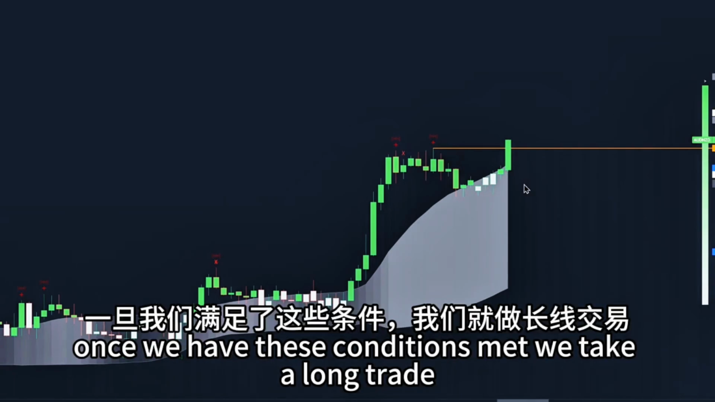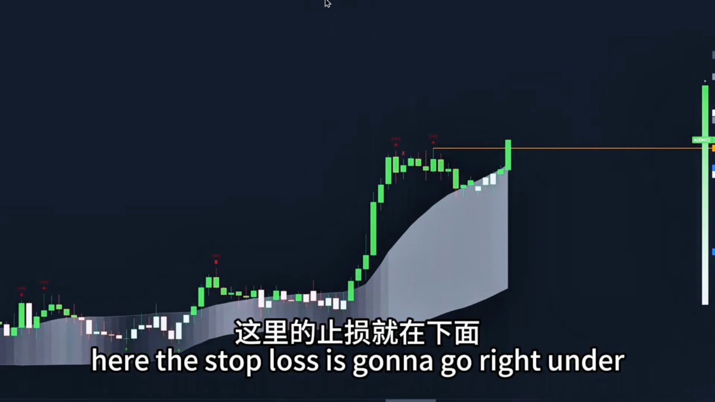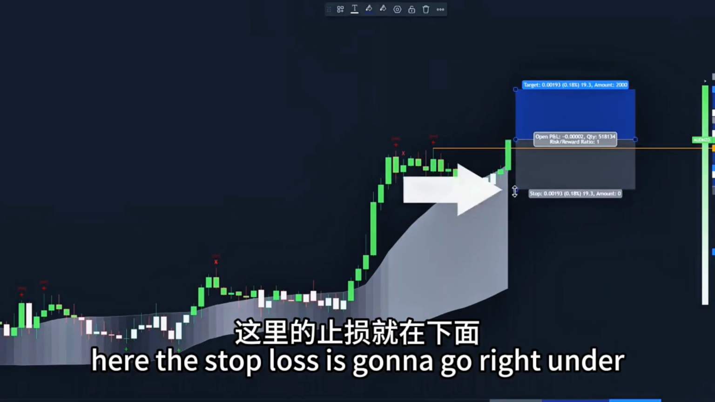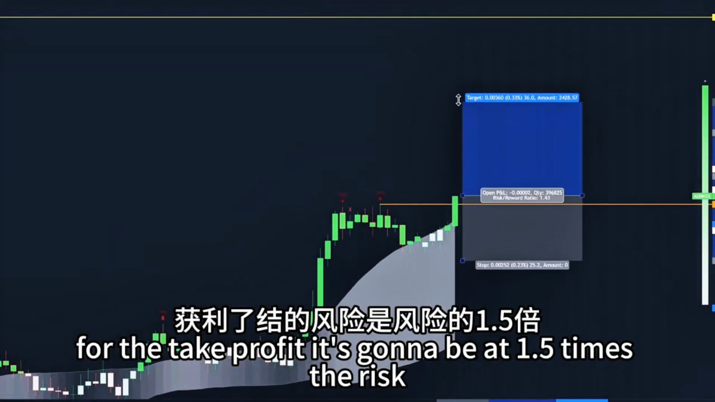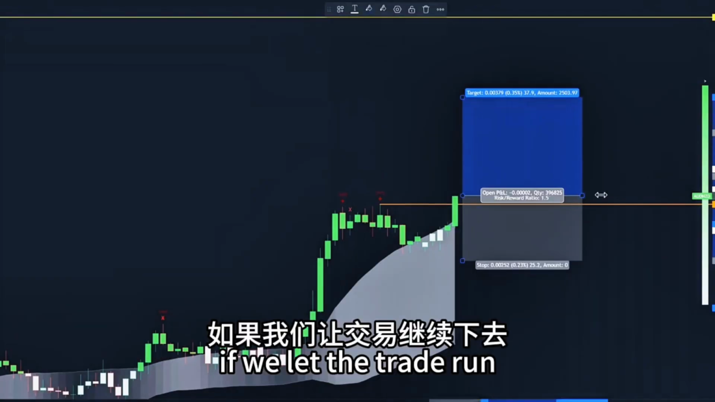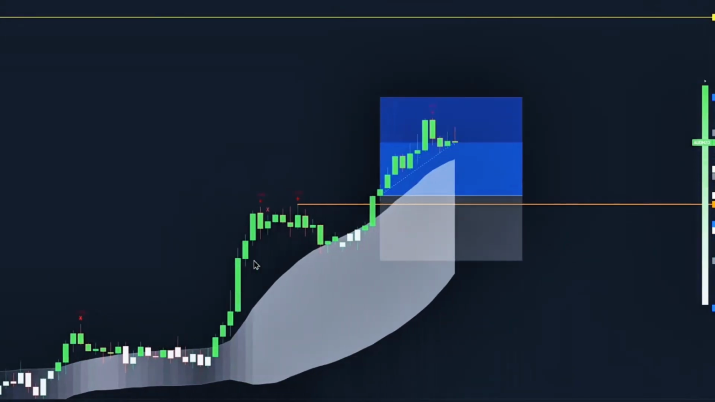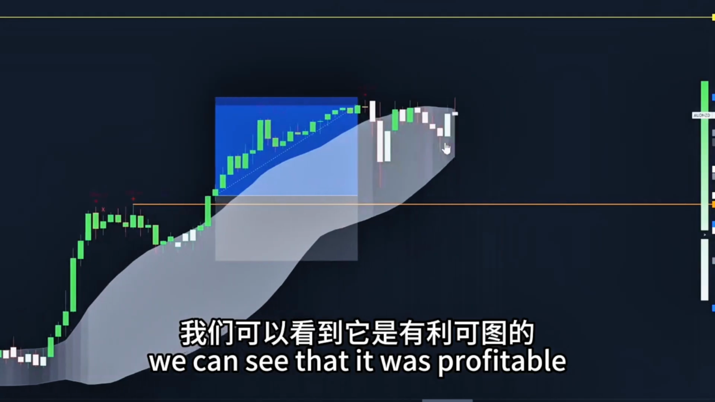Once we have these conditions met, we take a long trade here. The stop loss is going to go right under the most recent swing low. For the take profit, it's going to be at 1.5 times the risk. If we let the trade run, we can see that it was profitable.